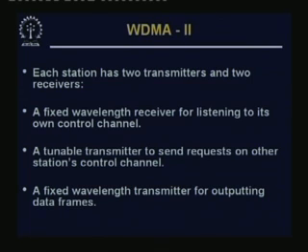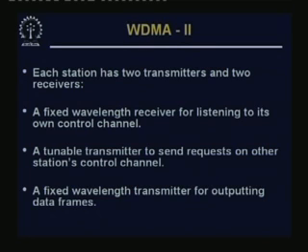For this to happen, each station has to have two transmitters and two receivers. First, it has to have a fixed wavelength receiver for listening to its own control channel. Its control channel is fixed, so it requires a fixed wavelength receiver. Then, if it wants to communicate to somebody else's control channel, it requires another transmitter, and that has to be tunable, because A may want to talk to B at one point of time and then talk to C at some other point of time. B and C's control channels are different. So, we have to have a tunable transmitter. We have a fixed wavelength transmitter for outputting data frames.